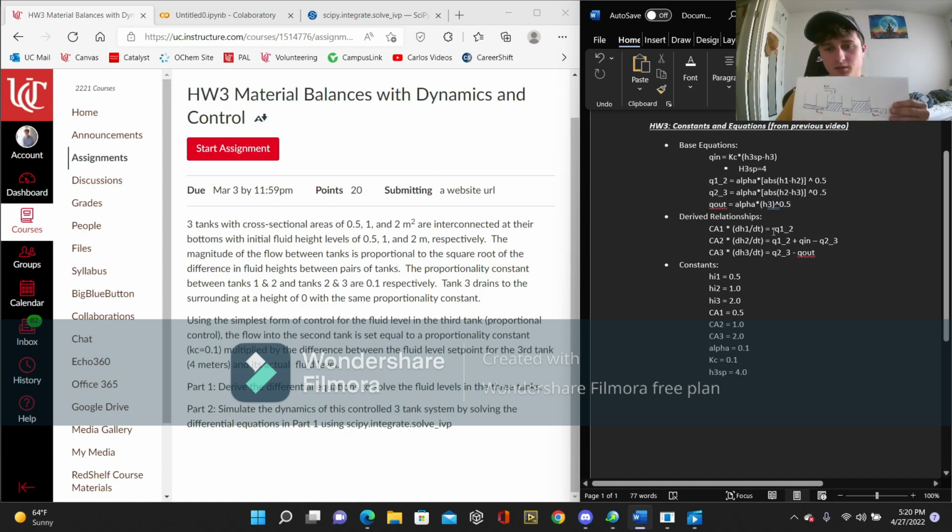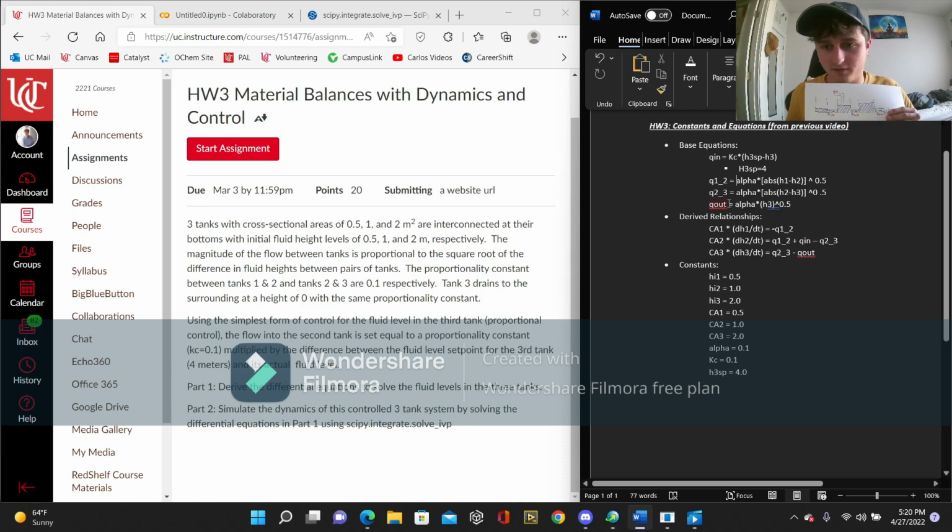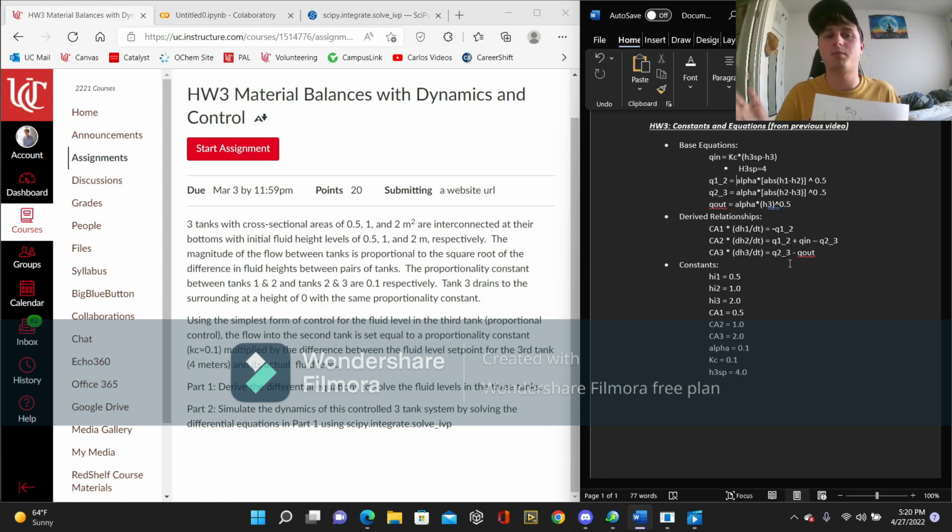So in the beginning, tank 2 is going to be higher than tank 1, so this Q12 is going to be negative. So when we do the negative Q12 of this at the very beginning, it's going to turn that negative and multiply it by negative 1 to make it a positive flow rate into tank 1. Hopefully that made sense.